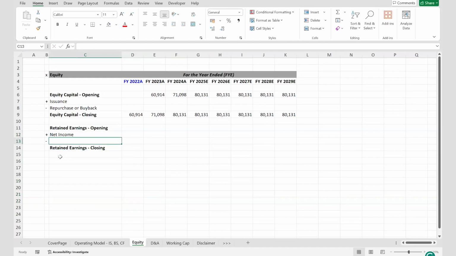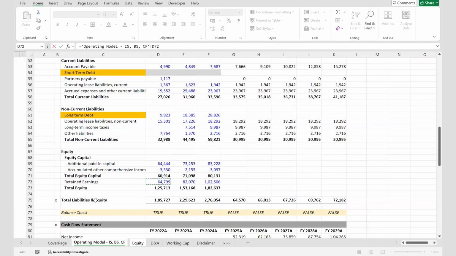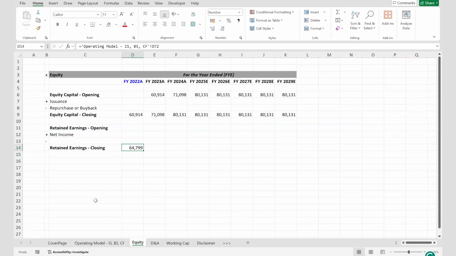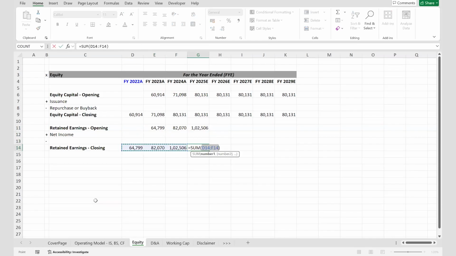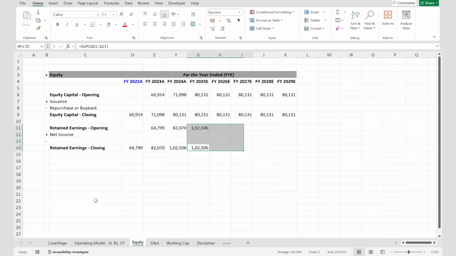The net income, whatever I've earned for a particular year. Let's bring the retained earning closing. So the closing retained earning 64, 82 and 102. So this is my retained earnings. Next year will be the opening, and then you will sum it up like this. So your retained earnings will be like this.